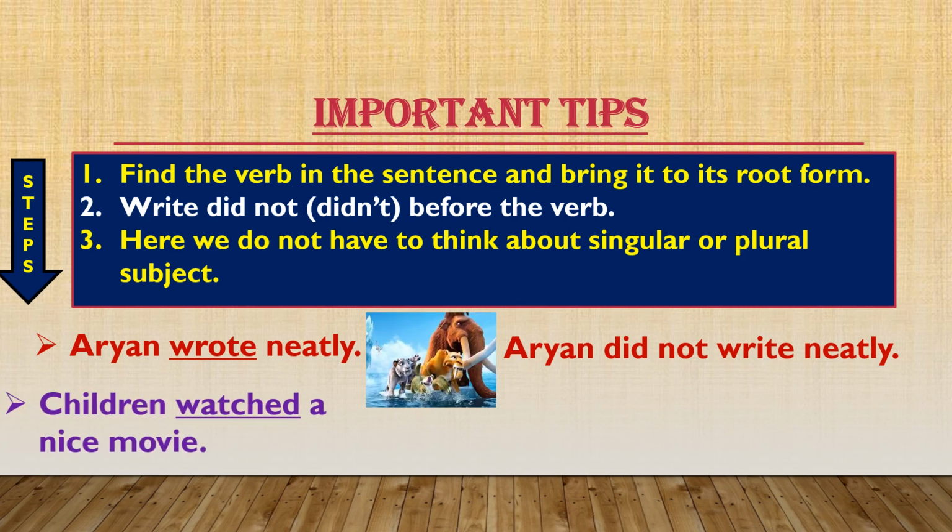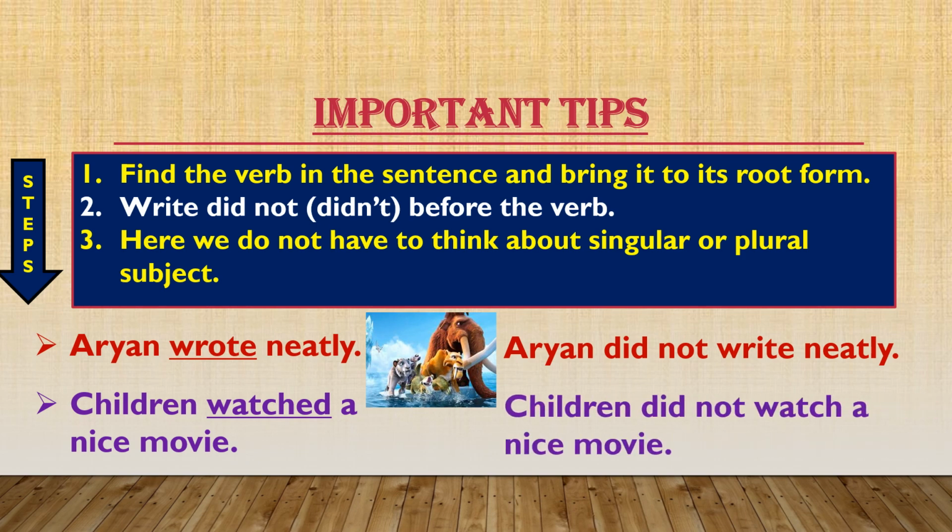Let's try another one. Children watched a nice movie. What is the verb here? Yes, it is watched. What is the root form of this verb watched? It is watch. So, just bring the verb back to its root form and add did not. Rest, everything remains the same. And your sentence will become, children did not watch a nice movie.